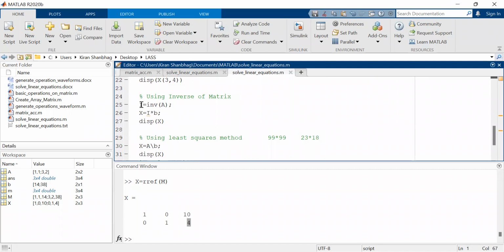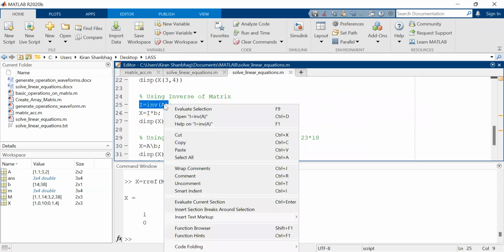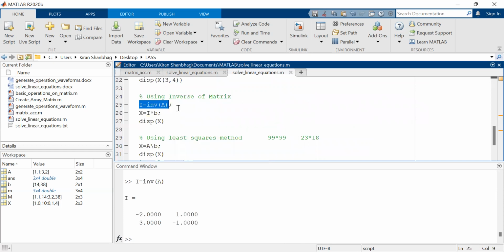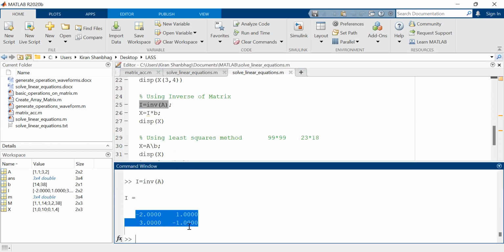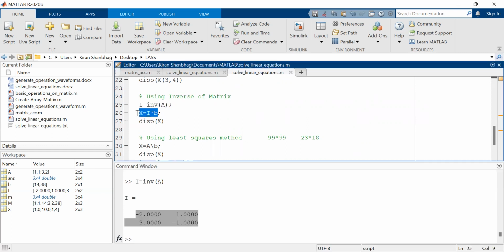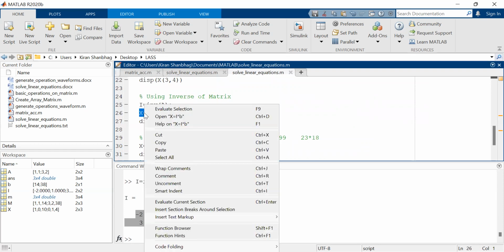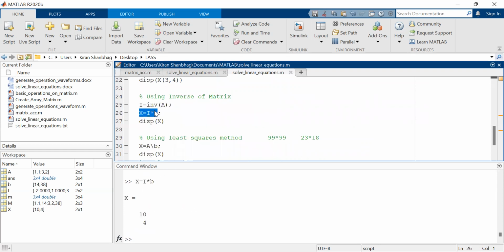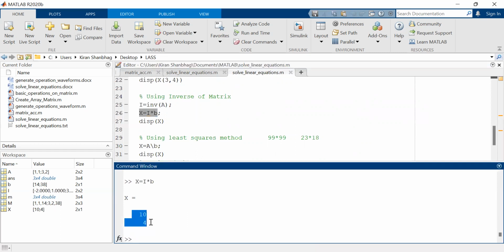Okay, so here this INVA is a command to calculate the inverse. Now you can see this is the inverse of matrix A. Now what I will do? Multiply the inverse with B. That shall be my solution. Yes, the second method also has given me the same solution, 10 and 4.